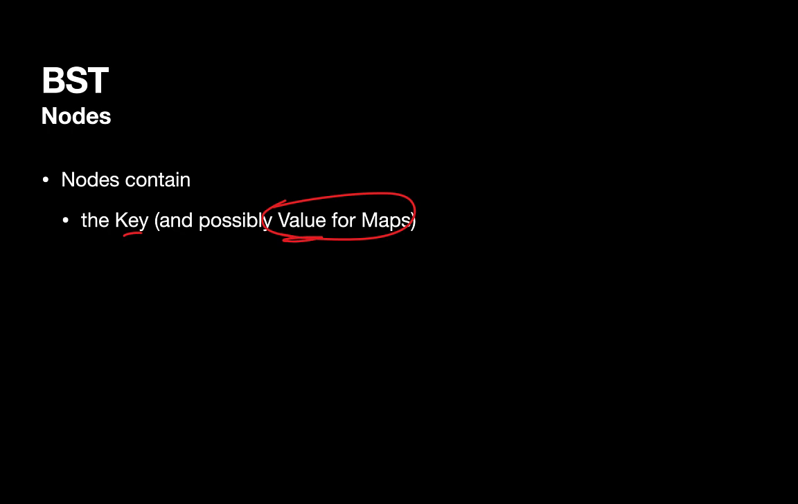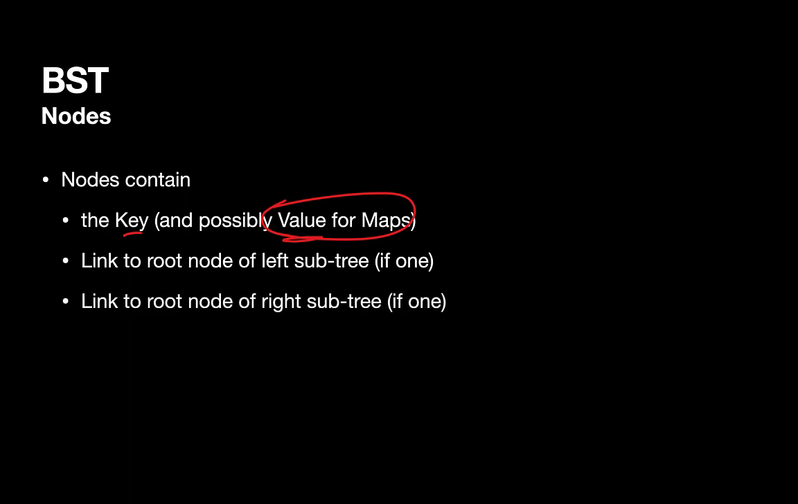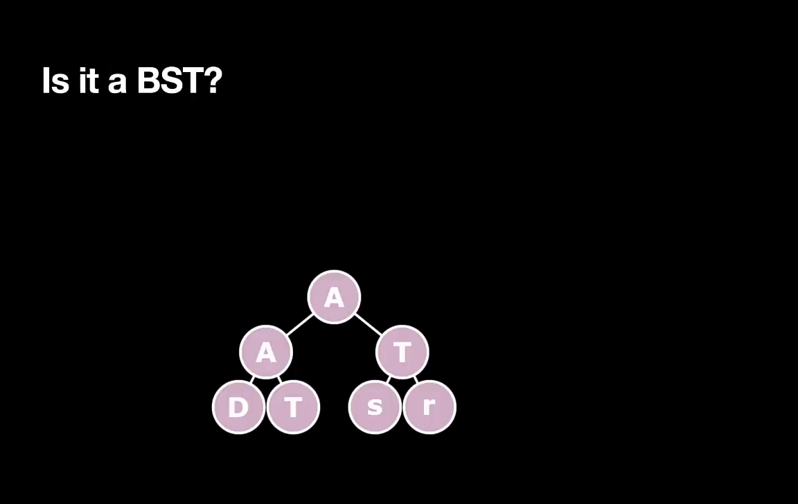In addition to the actual key that's being stored, we need the links to the 3 surrounding nodes. There will be a link to the root node of the left subtree, if there is one. There will be a link to the root node of the right subtree, if there is one. And there will be a link to the parent node, if there is one. Let's take a look at a couple of examples and see if they meet our test for binary search trees. We've got the order property and the overall shape and structure of the tree.